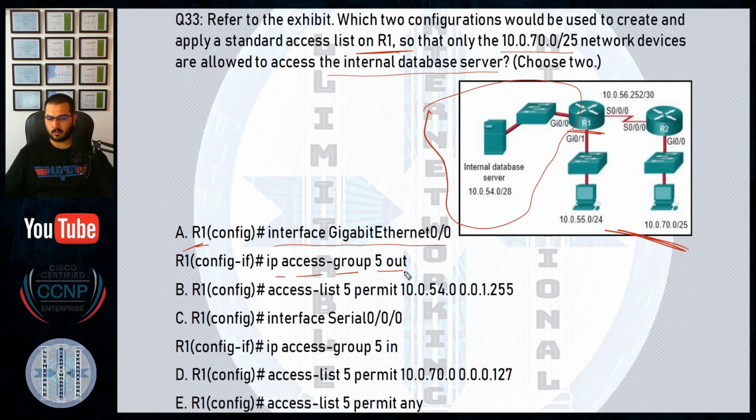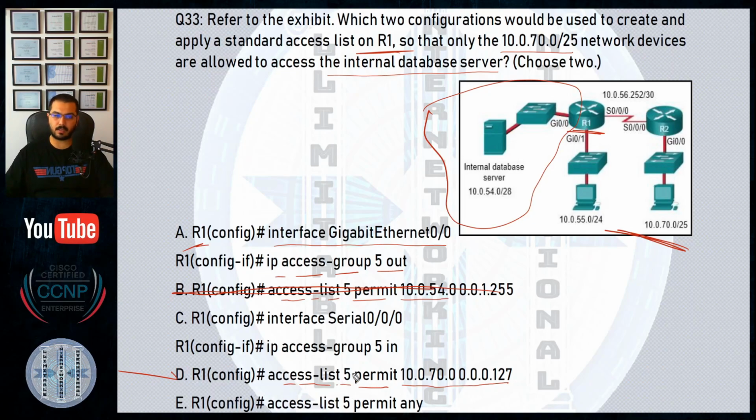Okay, let me see the access list first. I will need an access list that permits this network and shuts the rest. No more config. No, this is not desired, because this will permit only this one. I'm sorry, this is still permitting 10.0.54. I need to permit 10.0.70. This is incorrect. C mentions nothing about an access list. D says that access list 50 permits 10.0.70. That is correct. So it will permit only this network. E will be permitting everything.